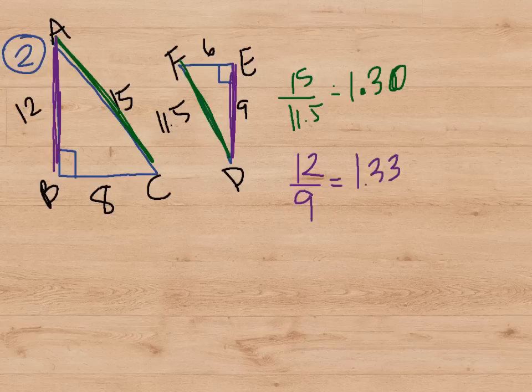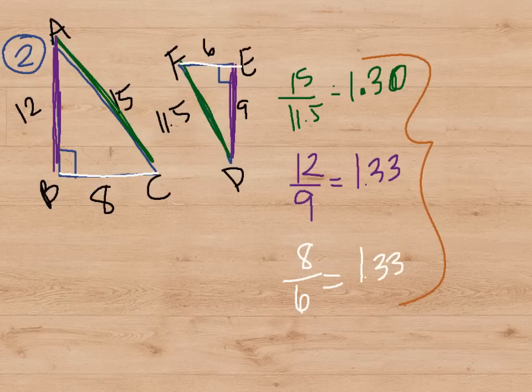Alright, so right away you're looking at these and you're seeing that these scale factors are different. Since they're different, these are not similar shapes. So you can tell by the scale factors, all the scale factors have to be equal. Now just for the sake of it, I'm going to do the last one, BC and FE, which is 8 over 6. And 8 over 6, if you divide it out, is also 1.3 repeating. So these, again, are not similar because the scale factors do not all match. So that's how you can tell if they're similar or not.